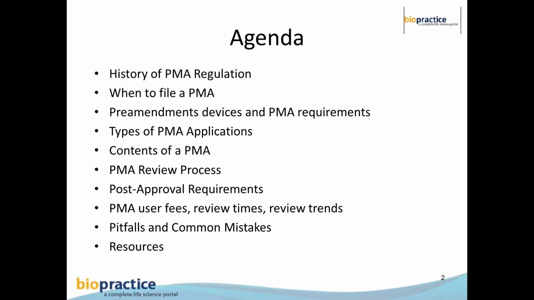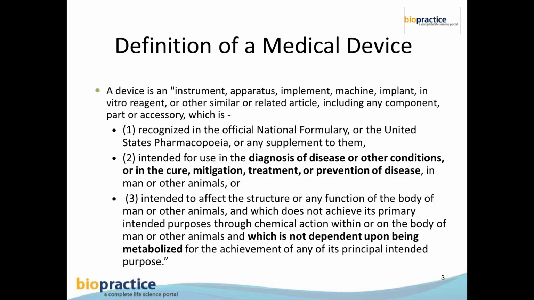A little bit of the history, when to file a PMA, what are the requirements for pre-amendment devices, because they're a little bit of a special case. And finally, we'll get into the kinds of PMA applications, what is included in each one, how PMAs are reviewed, what happens after you get your PMA approved. Then a few slides on PMA user fees, review times, and review trends. Some pitfalls and common mistakes in PMA submissions, and finally some slides with resources where you can find either additional information or the source documents for the information I've put together for today's webinar.